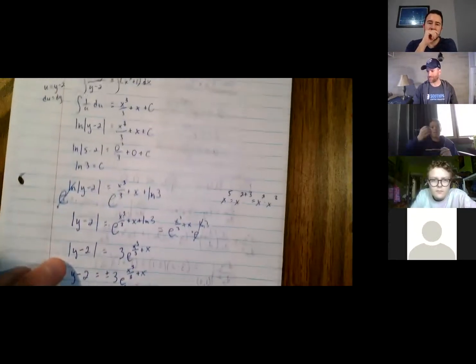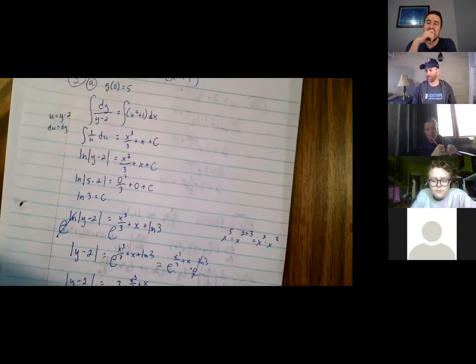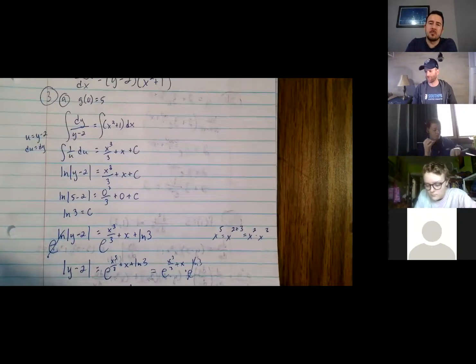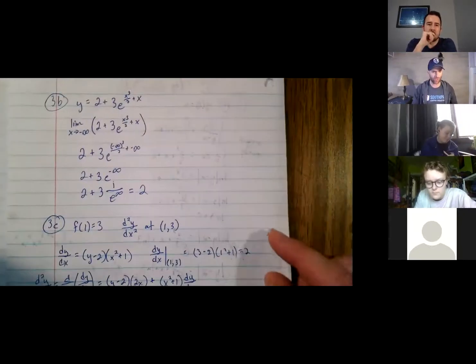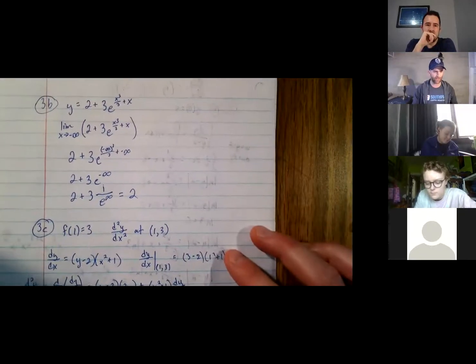All right, B says, for the particular solution y equals g of x found in part A, find the limit as x approaches negative infinity. This one is pretty straightforward. You're just plugging negative infinity in, okay?